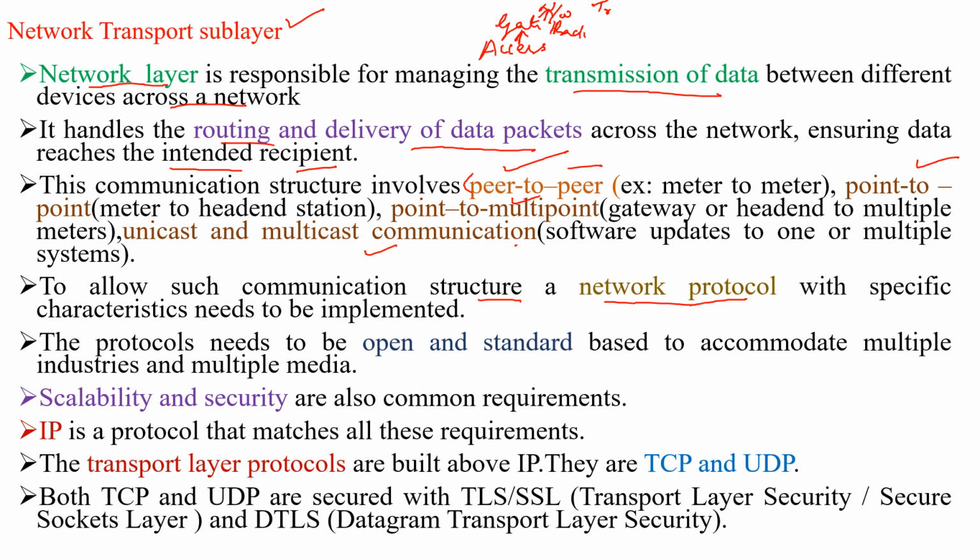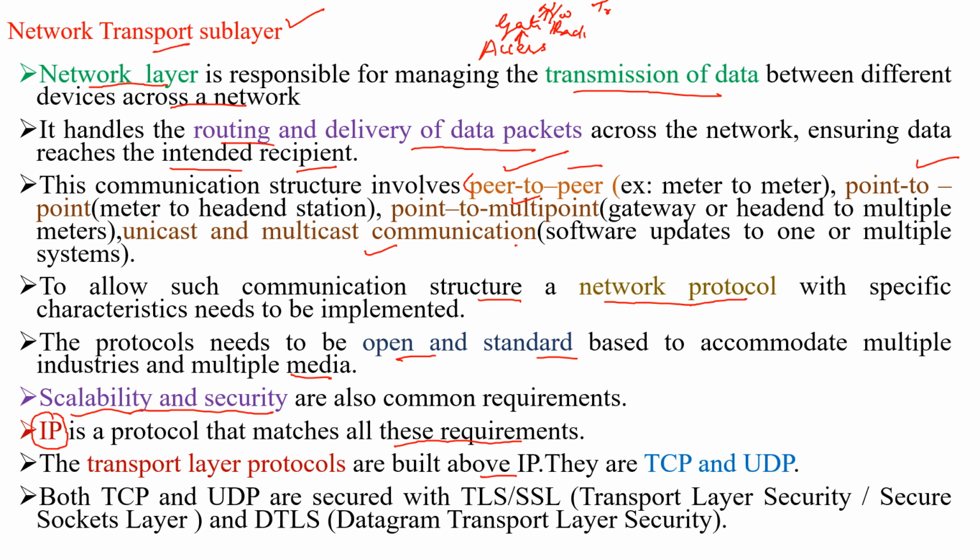To allow such communication structure, we want a network protocol, right? A network protocol with specific characteristics needs to be implemented. And these protocols need to be open and standard based to accommodate multiple industries and multiple media. Two important factors also need to be taken into consideration, that is scalability and security. These are also common requirements. So the preferable protocol is IP. Internet Protocol is a protocol that matches all these requirements. The transport layer protocols are built above the IP.